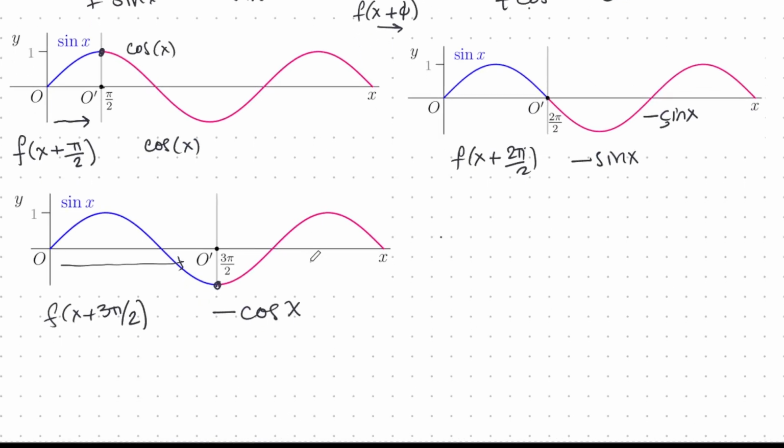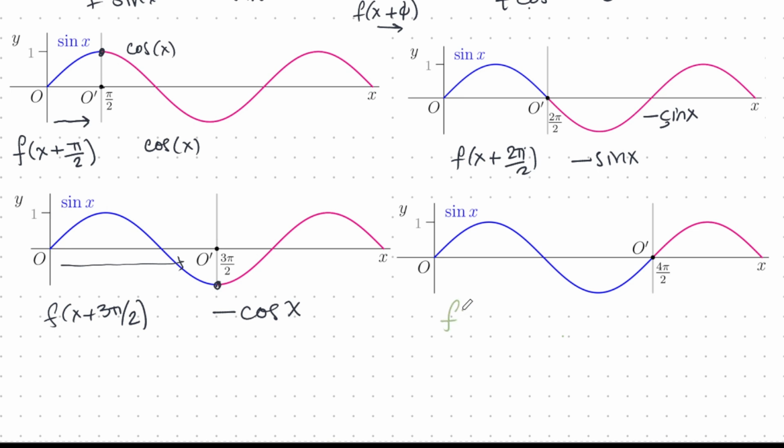And I think I need one more. Okay, so now I'm shifting. Let's go back to black. I'm shifting by 4 pi over 2, but that's the same thing as 2 pi, and 2 pi is 1 period, so I should come back to the beginning, and indeed I do. When I shift all the way out here to 4 pi over 2, I'm back to beginning at 0, and then the hump goes up, so I have sine, so my result here is sine x.